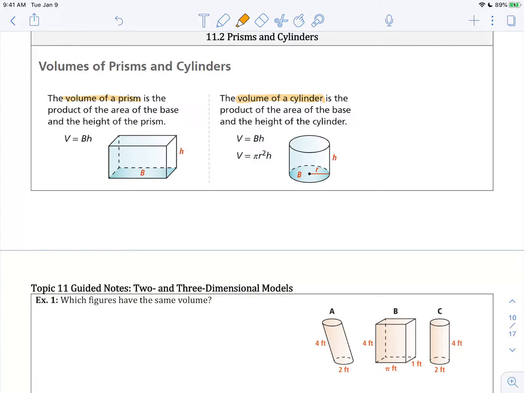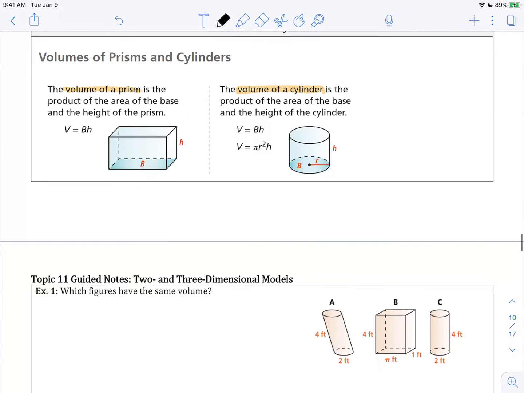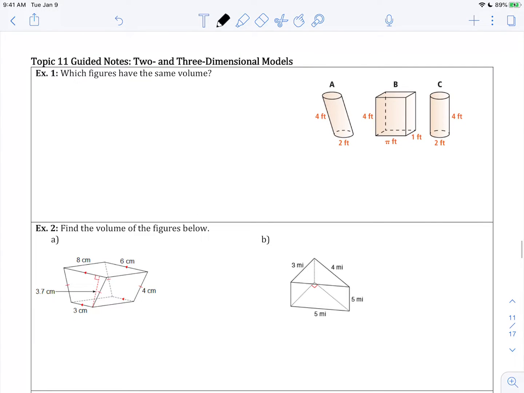All right, so let's use this now to calculate the volume of these different solids that we see here and see which figures have the same volume. Okay, so let's get started. So first one with A, we see that this length here is 4. The diameter of this circle is 2, so the radius would be 1 foot. But we don't actually know the height here, right?